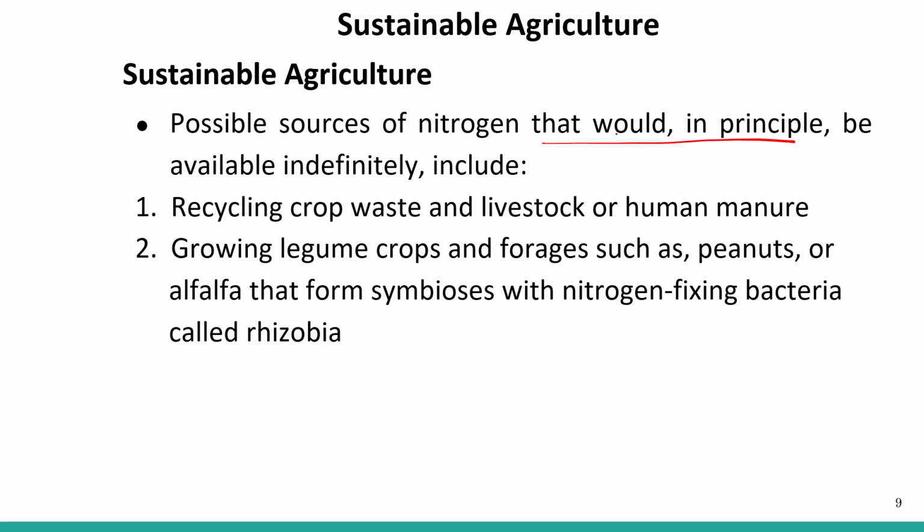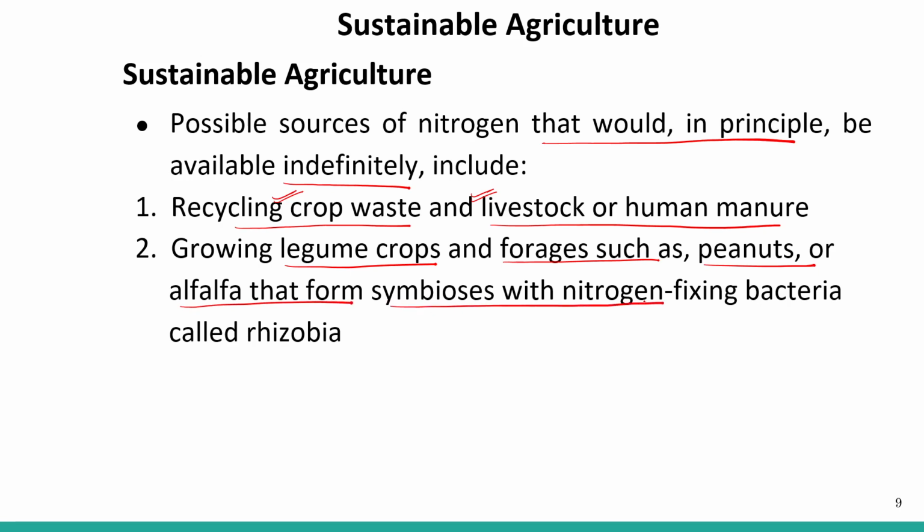The possible sources of nitrogen that would in principle be available indefinitely include recycling crop waste and livestock or human manure. So we can recycle the crop waste and the livestock manure and put it in the crop field. Okay, so growing legume crops and forage, such as peanuts or alfalfa, that form a symbiosis with nitrogen fixing bacteria called rhizobia.